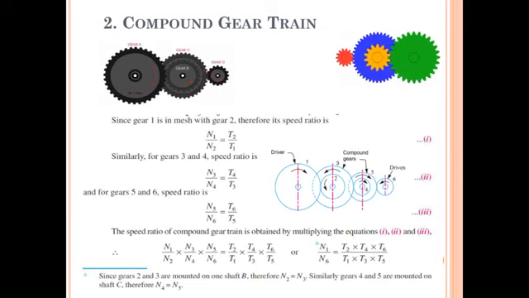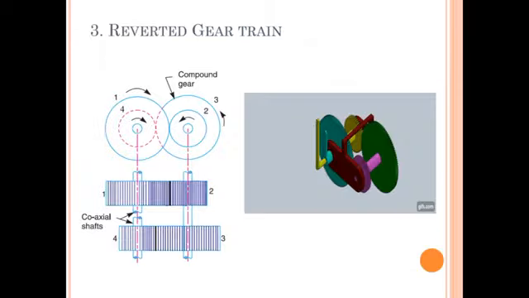Therefore the remaining velocities will be N1 upon N6. Understand why? Because N4 is equal to N5 and N2 is equal to N3, since these are mounted on the same shaft and will have the same velocities. N1 upon N6 is equal to the remaining T2 into T4 into T6 divided by T1 into T3 into T5. This will be the velocity ratio for this gear train.